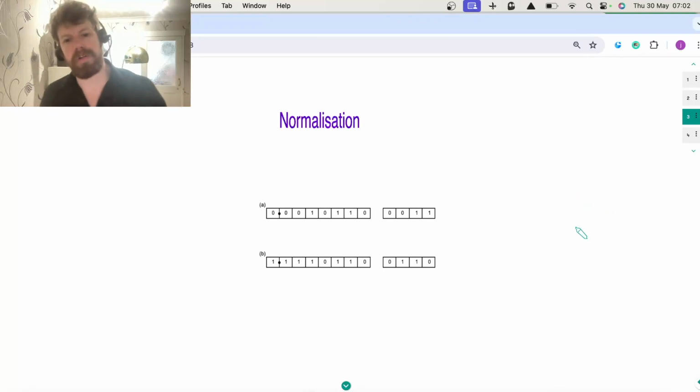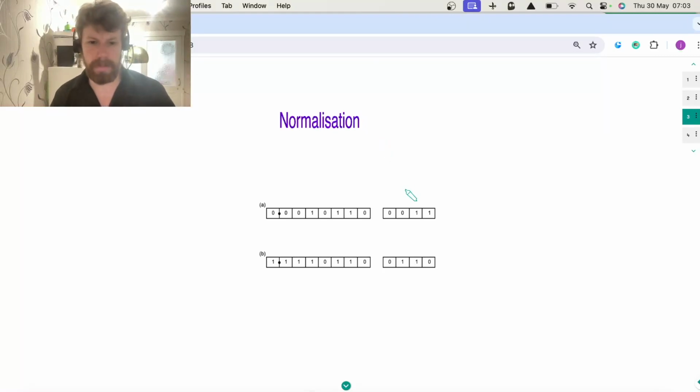Now, what we're going to be carrying on with is the data types unit, and it's all to do with normalization. We're also going to look at how to convert a denary number into a floating point number. But first of all, we just need to tie it all together with the normalization part here.